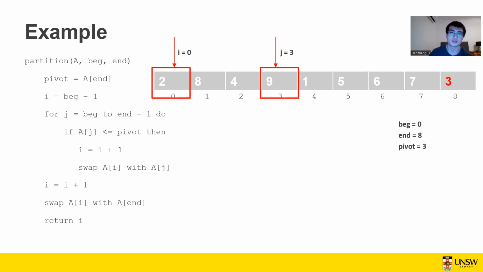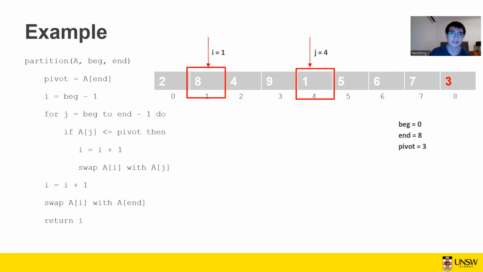After that, we continue the for loop. Now j is equal to 4. Is 1 less than or equal to 3? Yes, so we need to execute here again. i is equal to i plus 1, which means A[i] is 8. Swap A[i] with A[j], which means swap 8 and 1. After that, we continue the for loop.